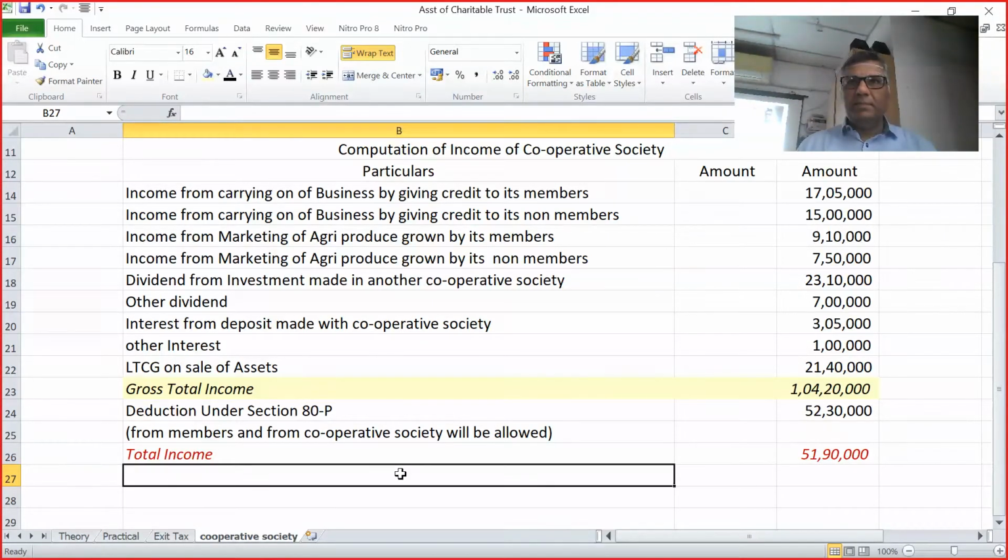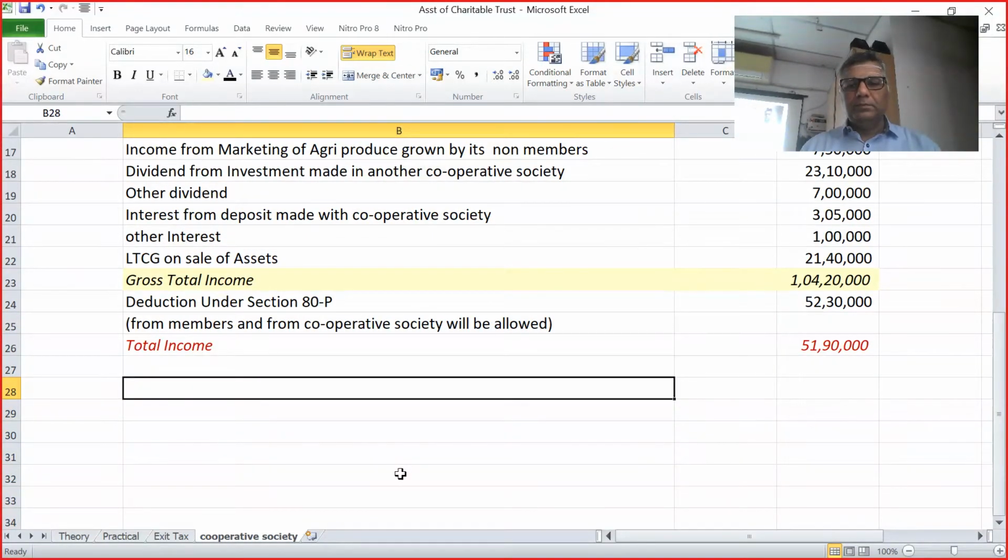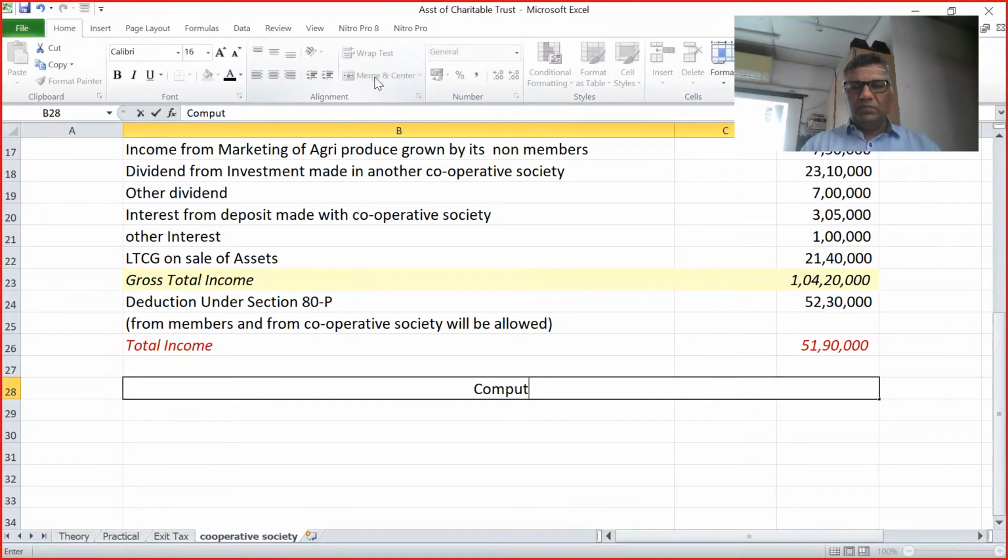Is this right? First, that is only for those who are not claiming under this ATP. For consumer cooperative societies and labor cooperative societies, that will be applicable.